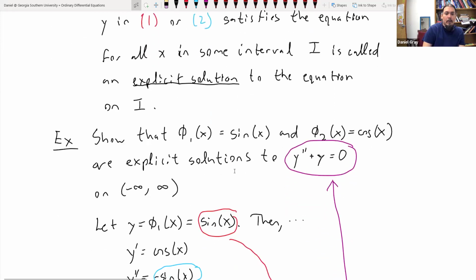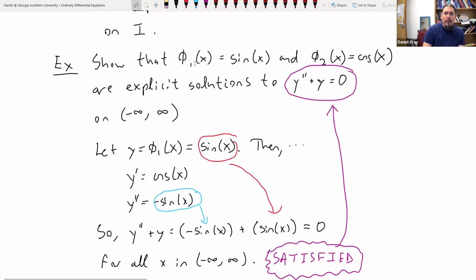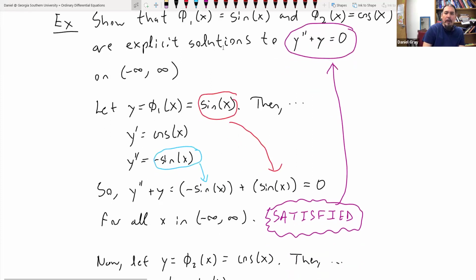Okay. So as a quick example here, let's show that phi1 of x, which I'm going to define to be sine of x, and phi2 of x, which I'm going to call cosine of x. I'm going to show that both of these are explicit solutions to this differential equation right here, y double prime plus y is equal to 0, and that they're solutions on all real numbers, negative infinity to positive infinity.